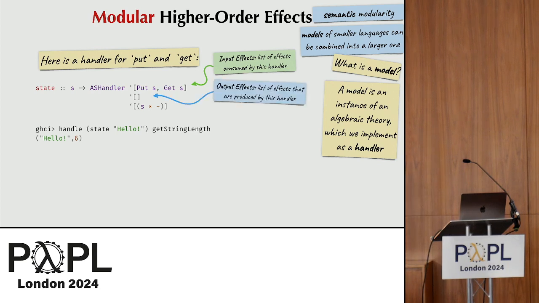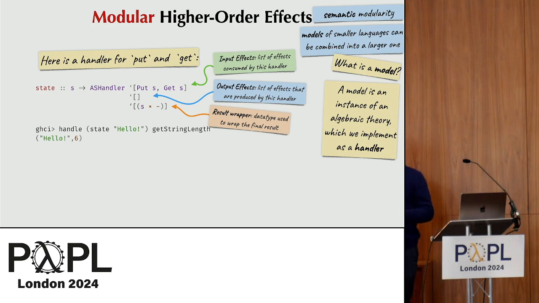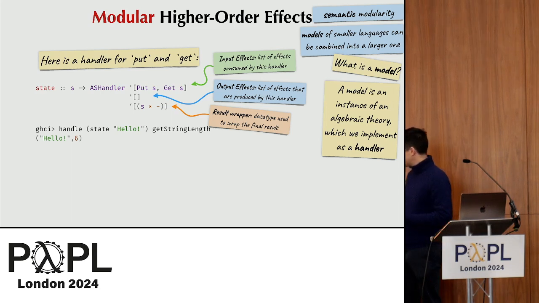Then there's a list of what we call the output effects. So what are the effects that will get produced by this handler? So some handlers will destroy things, others will create new effects to be handled later on. And then finally, there's this thing called the result wrapper. And the result wrapper is basically going to transform your pure values by wrapping them around some functor, which adds information as you process through.